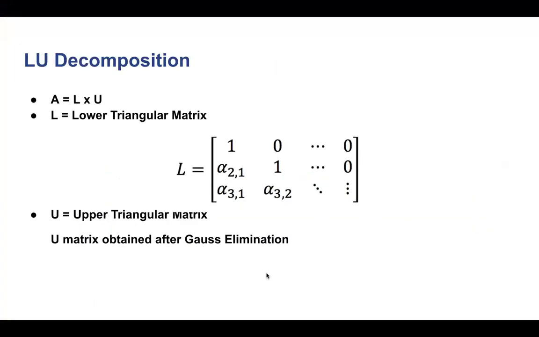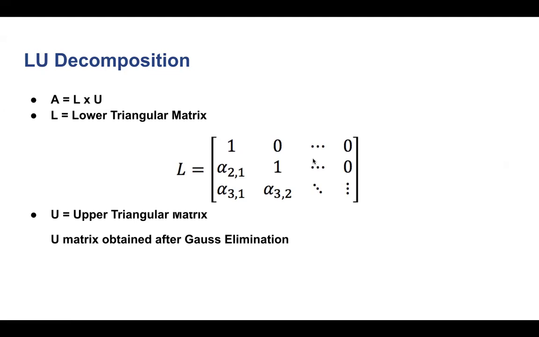After Gauss elimination, then you have LU decomposition. LU decomposition means L is a lower triangular matrix and U is an upper triangular matrix. As per this LU decomposition, every square matrix can be written as a combination of a lower triangular matrix and an upper triangular matrix.